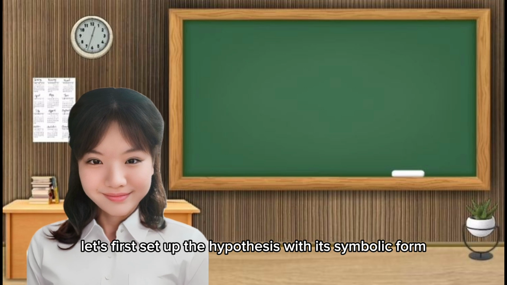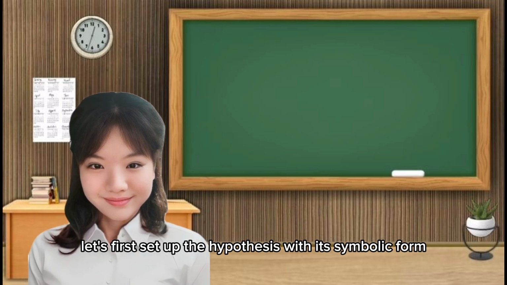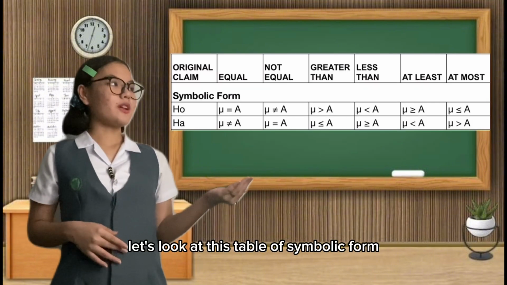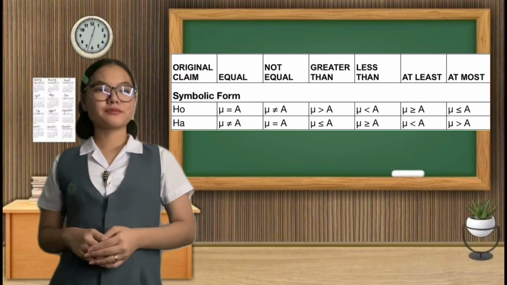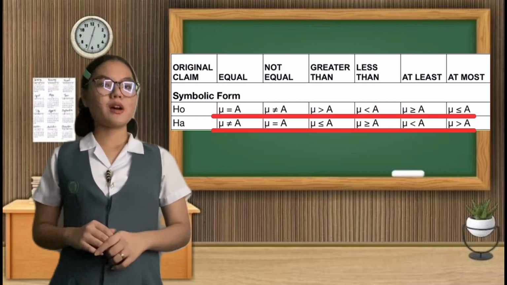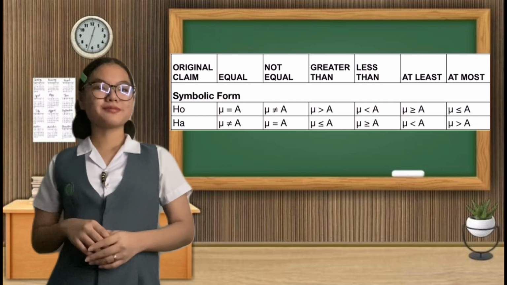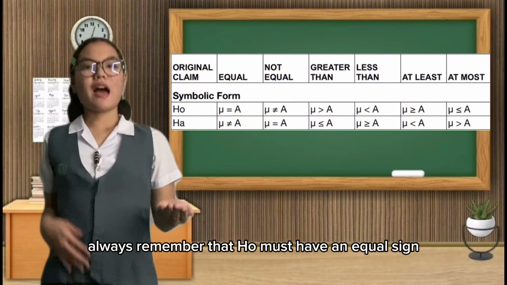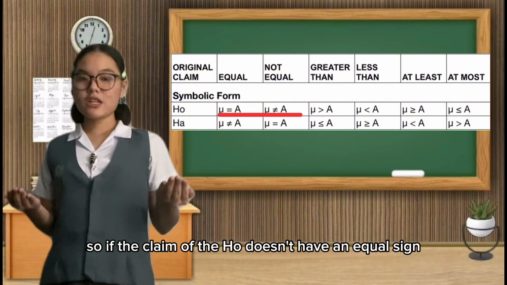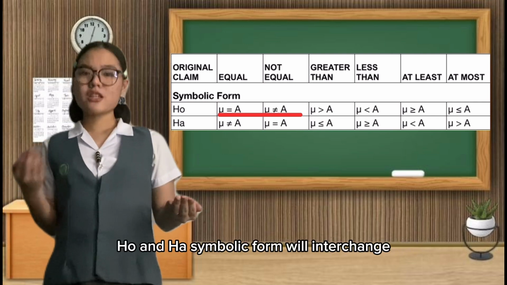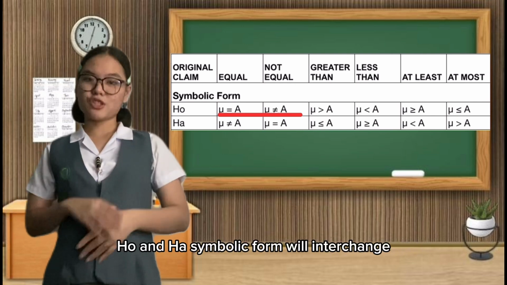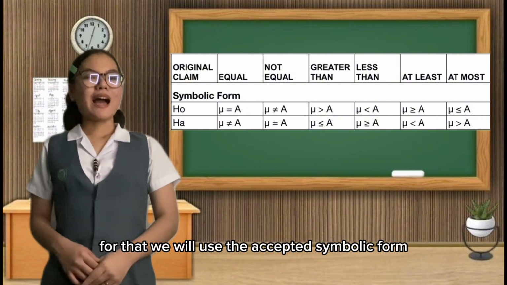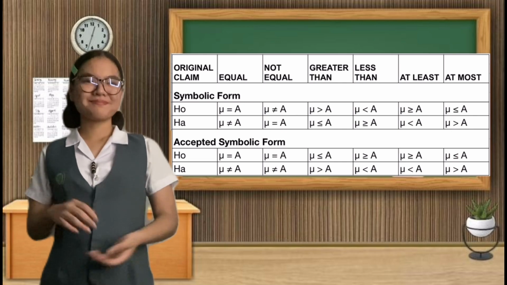Let's first set up the hypothesis with its symbolic form. But how? Let's look at this table of symbolic form. Their hypotheses are always opposite of each other. But here's the catch. Always remember that H0 must have an equal sign. So if the claim of the H0 doesn't have an equal sign, the H0 and HA symbolic forms will interchange. For that, we will use the accepted symbolic form.